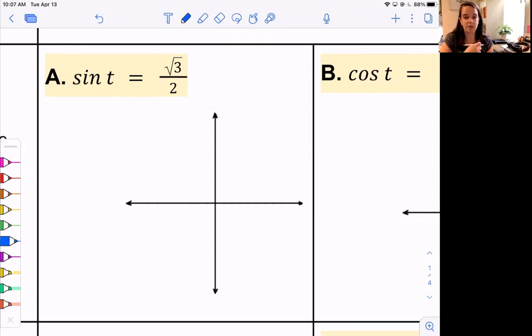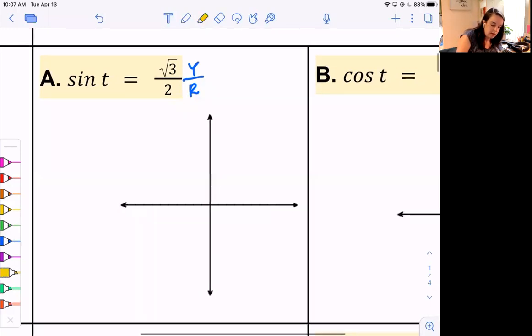We just did a sine problem. Yeah, there you go. Thanks, Kayla and Jimmy. It is y over r. Y over r. So in this case, square root of 3 is y, and 2 is my r. Right? So I know that the square root of 3 is y, and 2 is my radius.